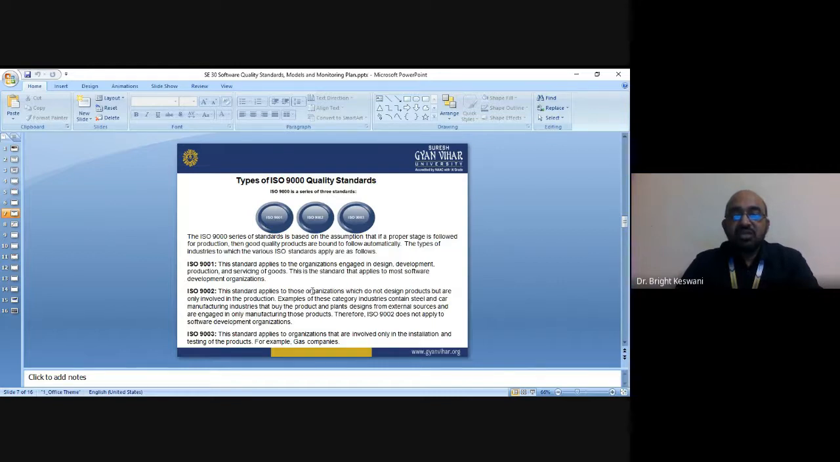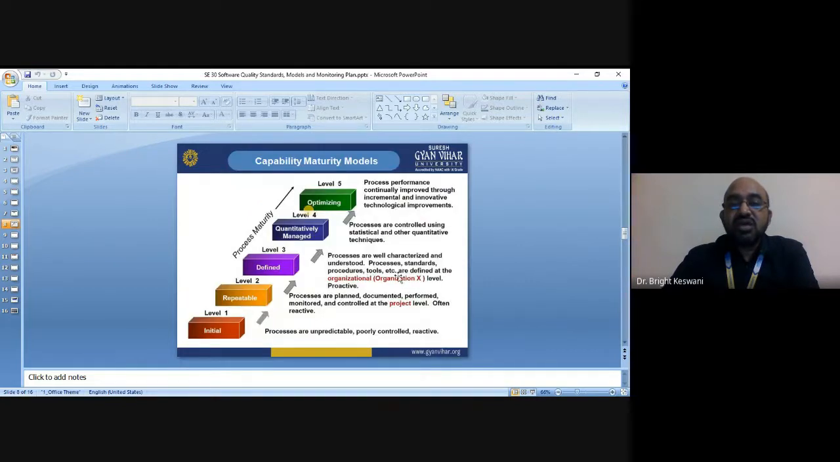ISO 9003 is the standard that applies to organizations that are involved only in the installation and testing of the product. For example, gas companies. So basically, there are several quality standards of ISO 9000, and in the software industry we are following the ISO 9001.